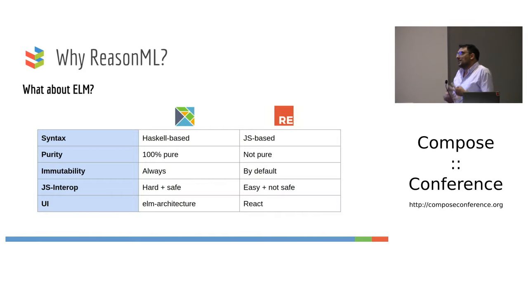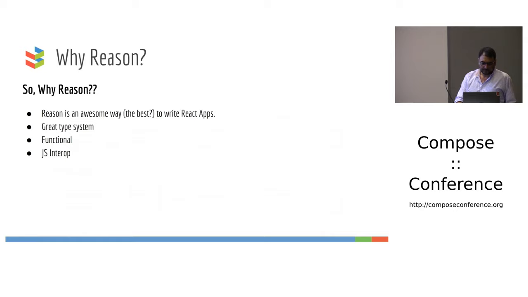That looks like an advantage over Reason, but when it comes to interop with JavaScript, it's harder to do it with Elm. With Reason, it's super easy. It's less strict, but it's easier, right? So we went with Reason in this case. So, reason why? For all of these reasons, right?